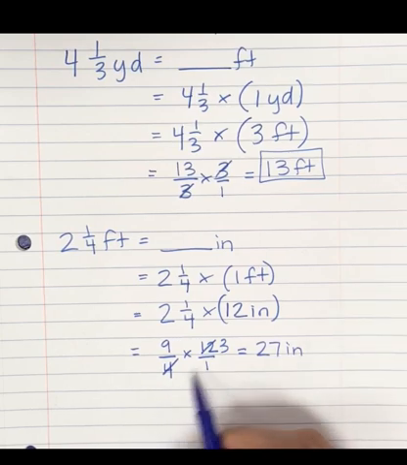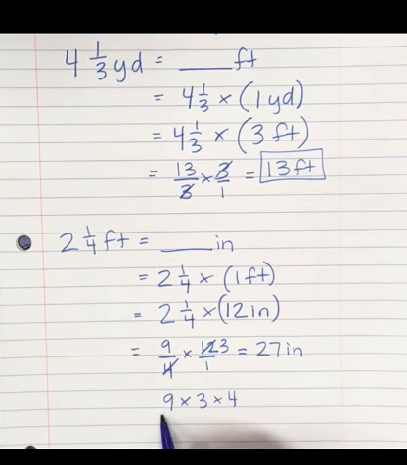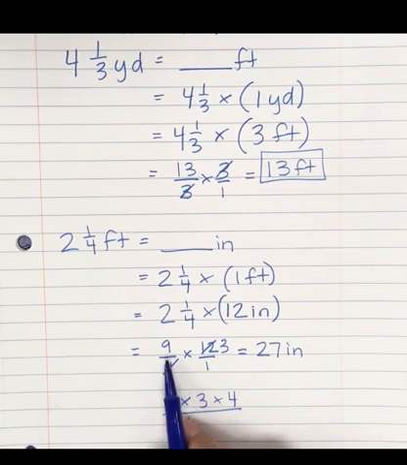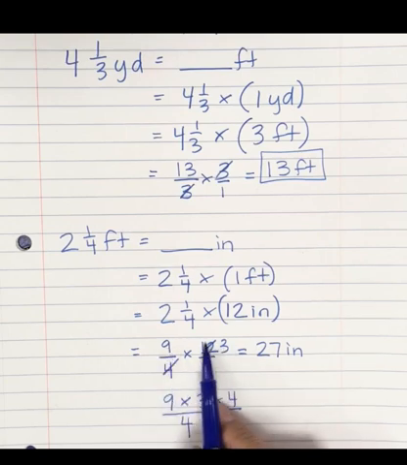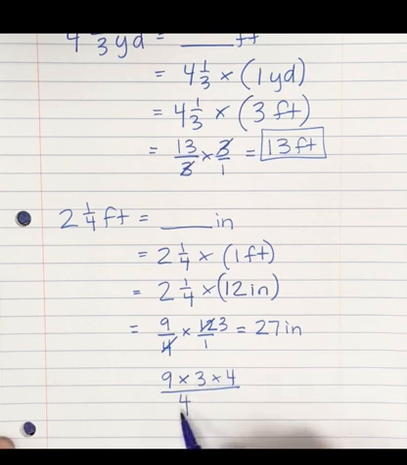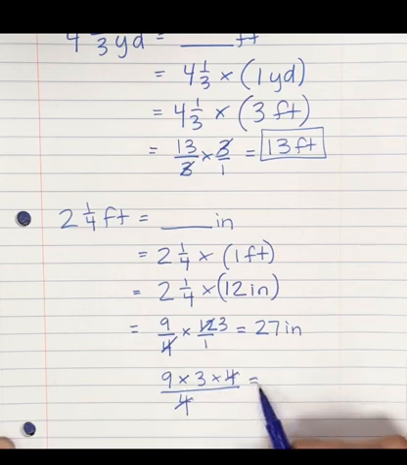Or you could break these down into factors. So you could do 9 times 3 times 4 over 4, right? So you've got 9, and then we broke the 12 down into 3 times 4, and then we kept the 4 in the denominator. Then we can cross cancel the 4s, which also leaves you with 9 times 3, which is 27 inches.